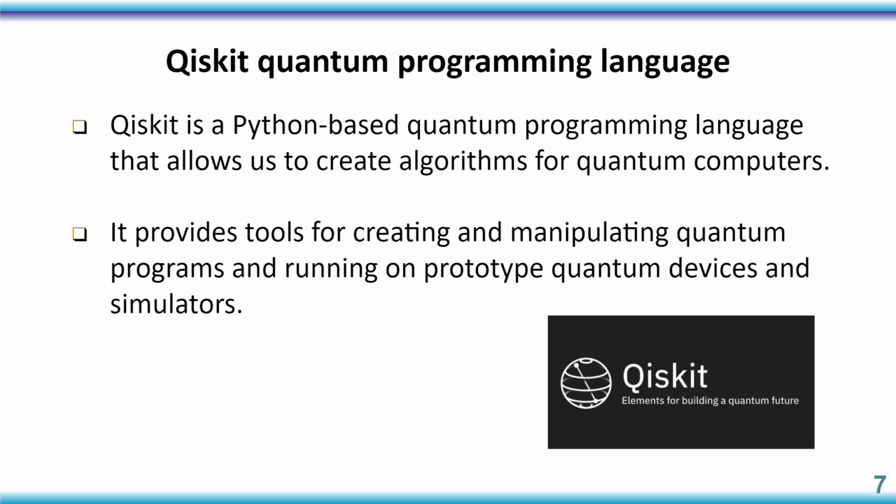identified common bug patterns. Qiskit is a Python-based quantum programming language that allows us to create algorithms for quantum computers. It provides tools for creating and manipulating quantum programs and running them on prototype quantum devices and simulators.